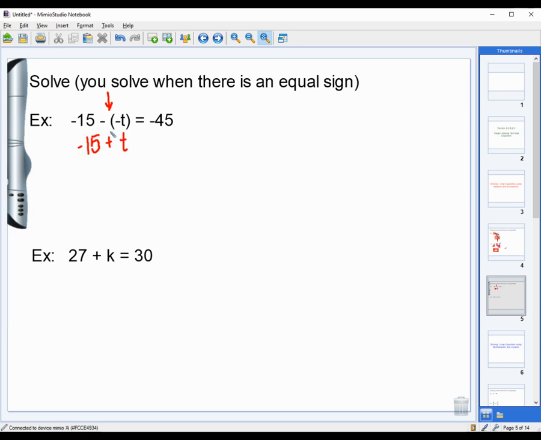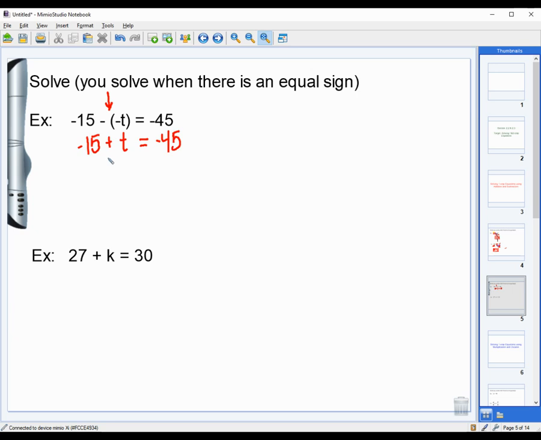Okay, so if I say minus a negative, that can really just turn into a plus sign. So we're going to rewrite this equation here. Negative 15 plus t is equal to negative 45. So I hope that that's a little bit easier for you guys to read. I encourage you guys, anytime you run into a double negative, just rewrite the same exact equation and turn it to a positive. Okay, so negative 15 plus t is equal to negative 45.